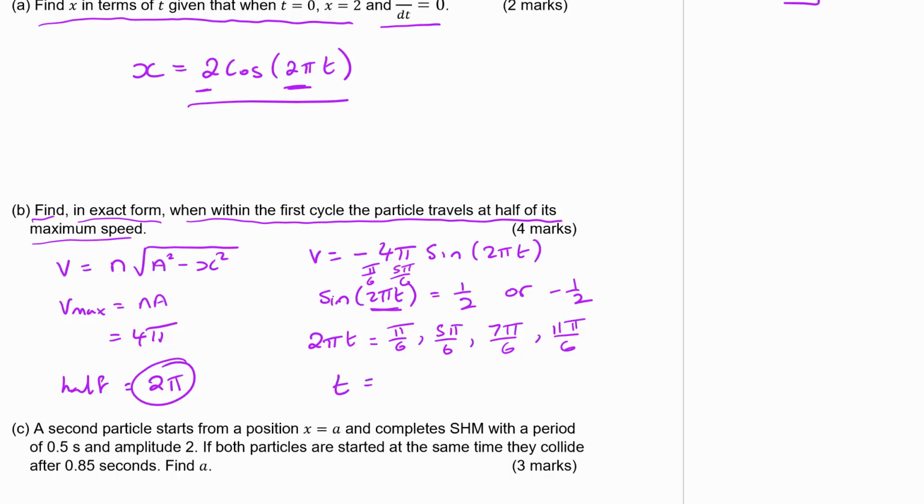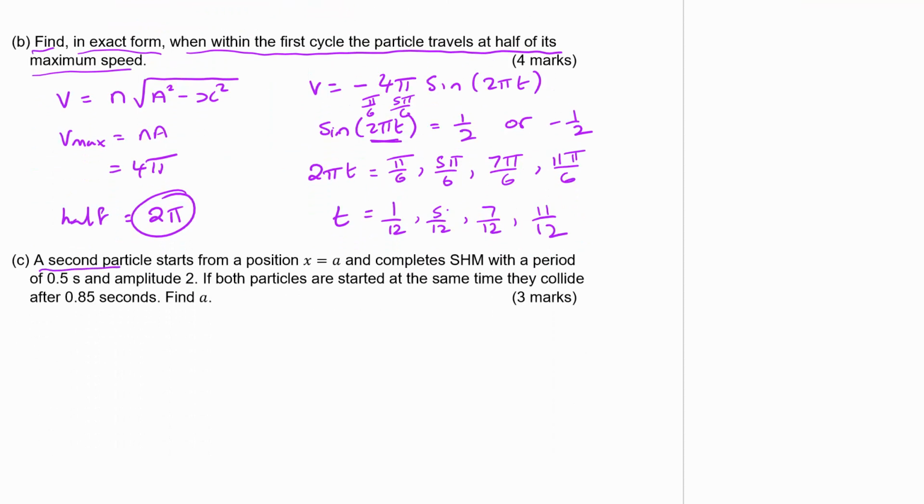So t is going to be, dividing through by 2π, 1/12, 5/12, 7/12, and 11/12 of a second.